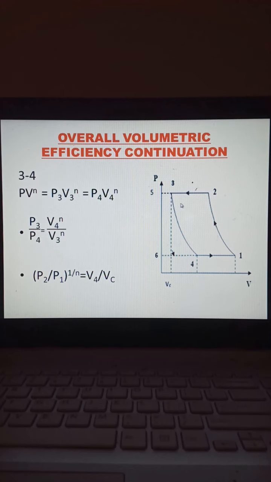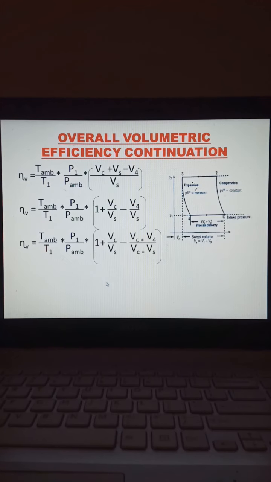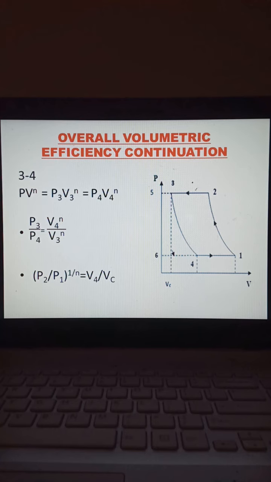Now, look into this figure. What is P3? P3 is P2. So I replace P3 with P2. And what is P4? P4 is P1. So I replace P4 with P1. So, P2 divided by P1 the whole raised to 1 by n is equal to V4 divided by Vc. Why did I find the value of V4 by Vc? I need to substitute here. One V4 is there and one Vc is there. So I need to substitute V4 by Vc with P2 divided by P1, the whole raised to 1 by n.